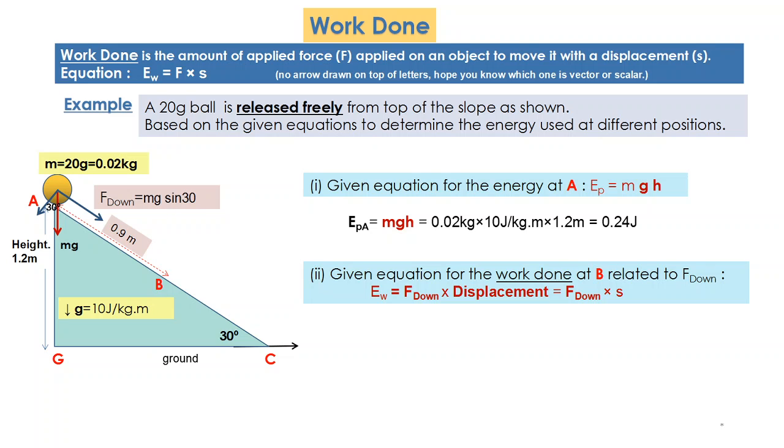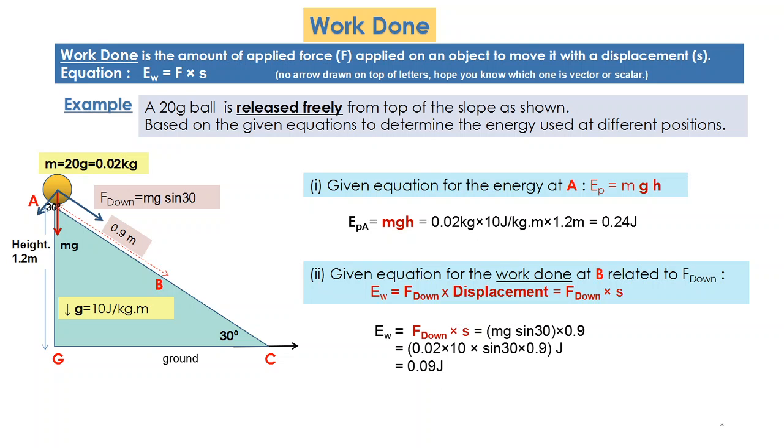How about the displacement, which is a vector? It must be in parallel to the downward force. So in these circumstances, the B position should be 0.9 meter from A to B. Hence, S equal to 0.9 meter. Therefore, we use the work done equation, E equal to mg sine theta times 0.9, equal to 0.09 joules.